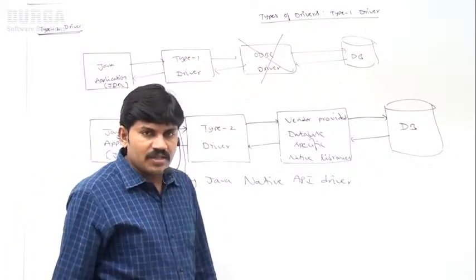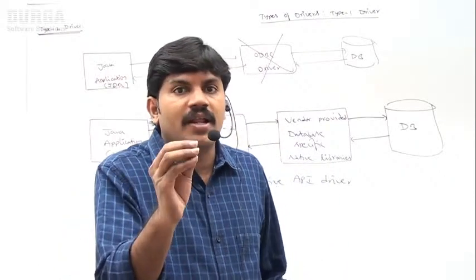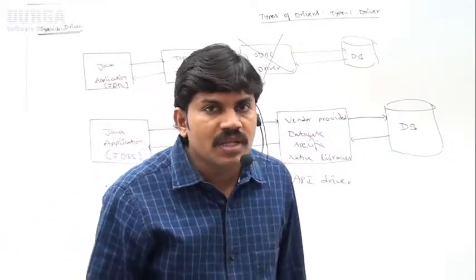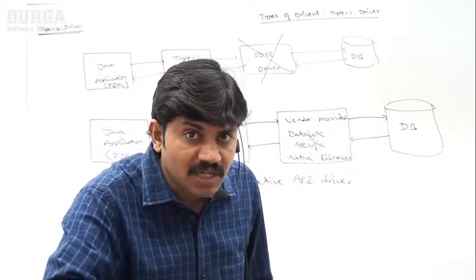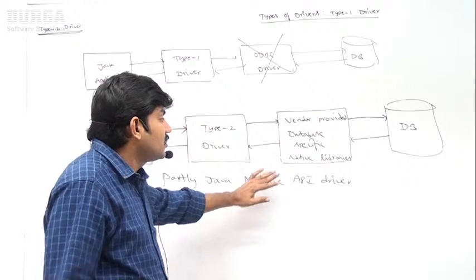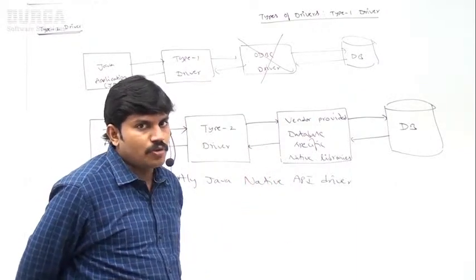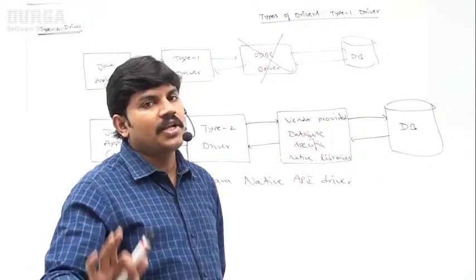Then immediately you may ask, sir, what is the native language or what are the native libraries? The libraries which are developed in non-Java, mostly C or C++. Such types of libraries are called native libraries. Clear for all of you, right? Who is responsible to provide native libraries? The database vendor is responsible to provide native libraries.